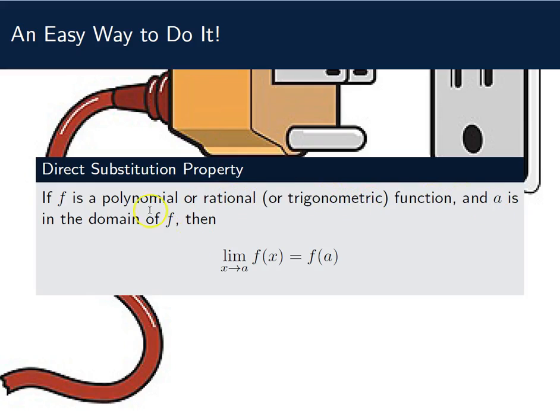And it says if a is in the domain, in other words, if you can plug a into the function, then you will find the limit by plugging a in. It's that easy. So the first thing you should always try, if you're dealing with a polynomial or a rational function or even a trig function, when you're asked to find the limit, is, let's plug the value of a into the function and see if that works. See if I get a number. If I don't get a number, then the direct substitution property isn't going to work. But if I can plug a in and get a number, then I should use the direct substitution property.